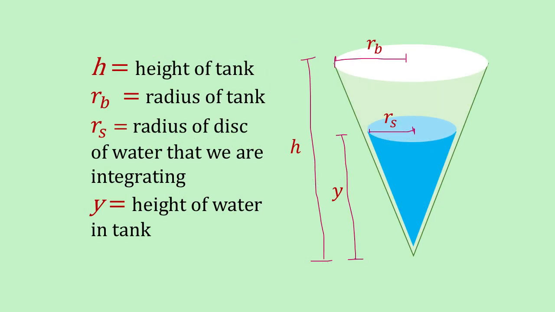Here is the diagram we're going to need to use. It has all the variables in it, with h being the height of the tank, rb being the radius of the tank, rs being the radius of the disk of water that we're integrating, and y being the height of the water in the tank.